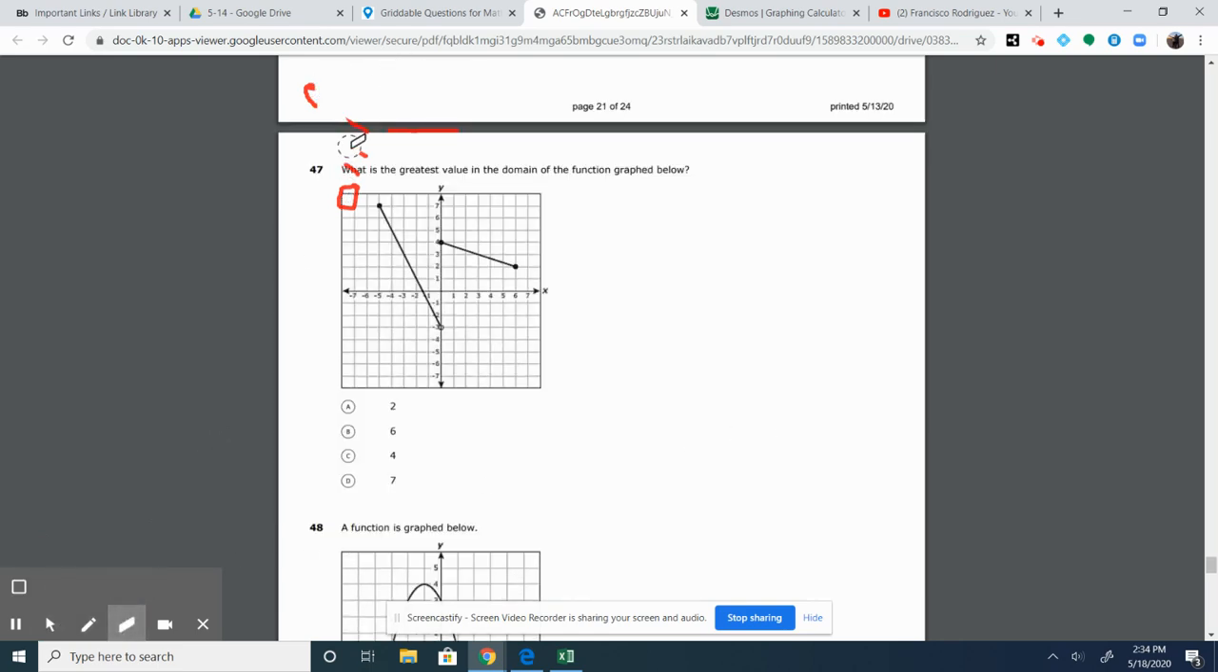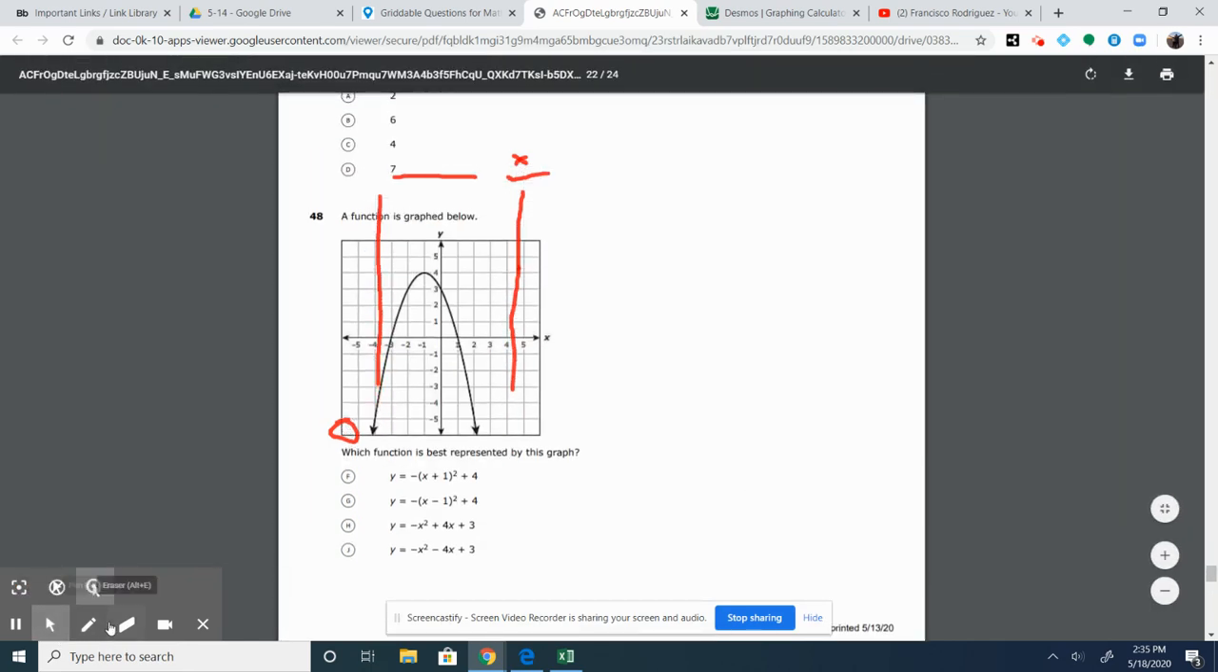Let's go ahead and look at this. Now we have two parts of a function, and it's asking us for the greatest value in the domain of the function. So when we're talking about domain, we're talking about the x values. So we want to look at the farthest left versus the farthest right. What is the greatest, meaning the furthest right? Our answer is 6.